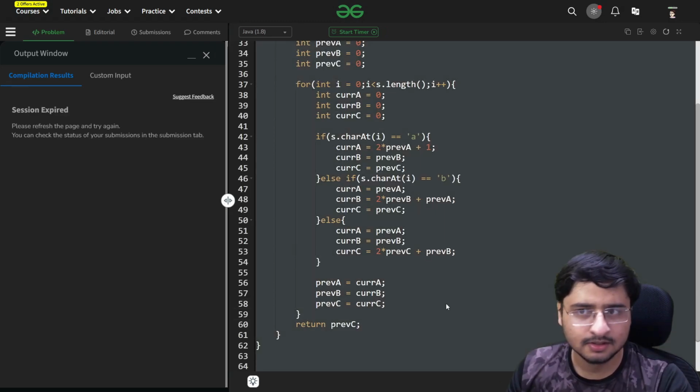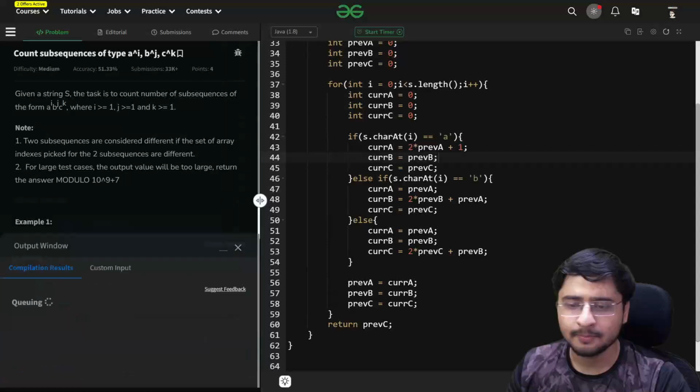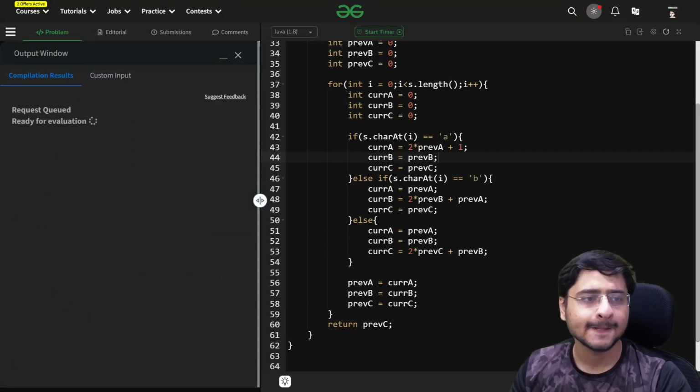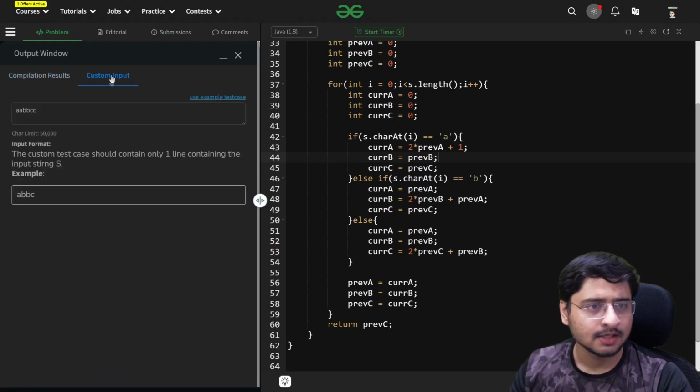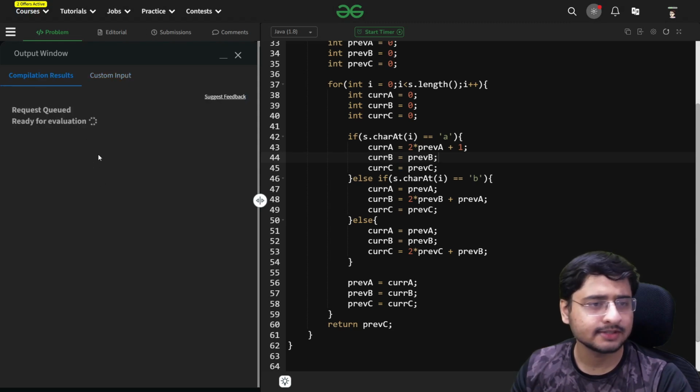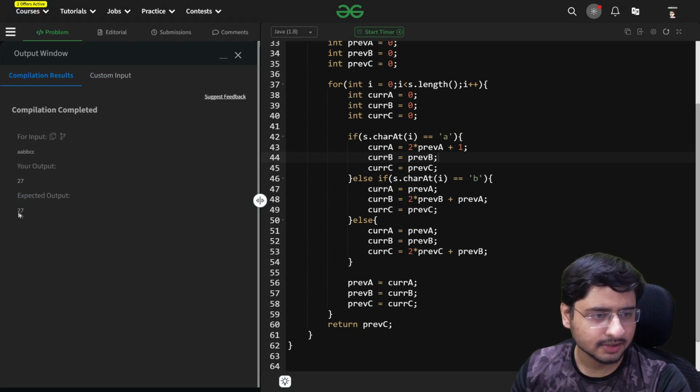Session expired. Let me refresh the page and let's compile this and run. Right, it's giving the correct answer. Let's write a custom input. This is the custom test case. Let's try to compile and run. The answer for this should be 27. Let's see if the custom input got used. Yeah, so the answer is coming as 27.